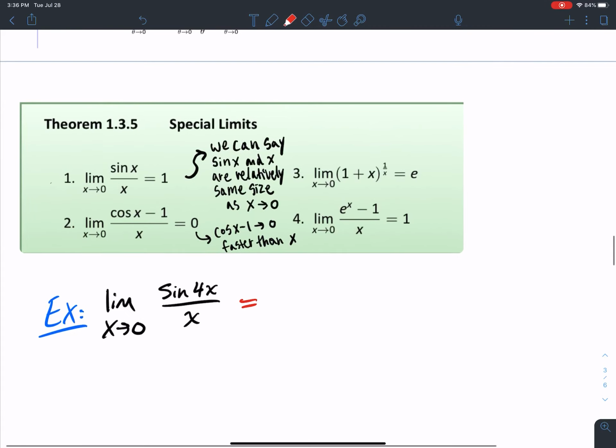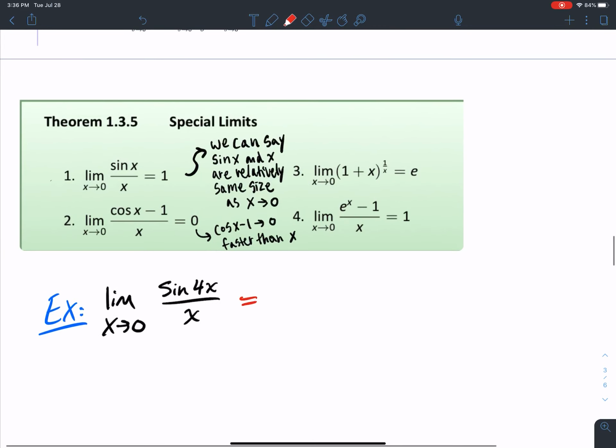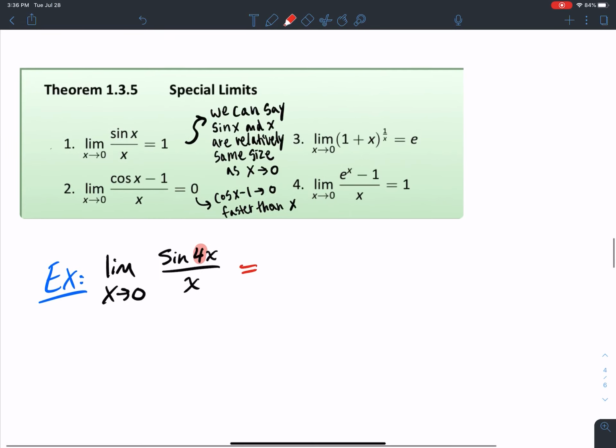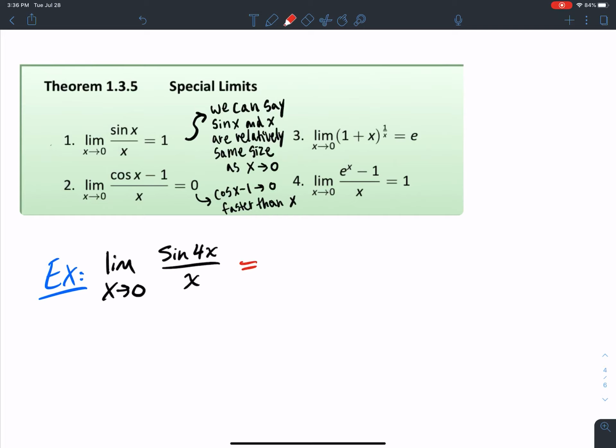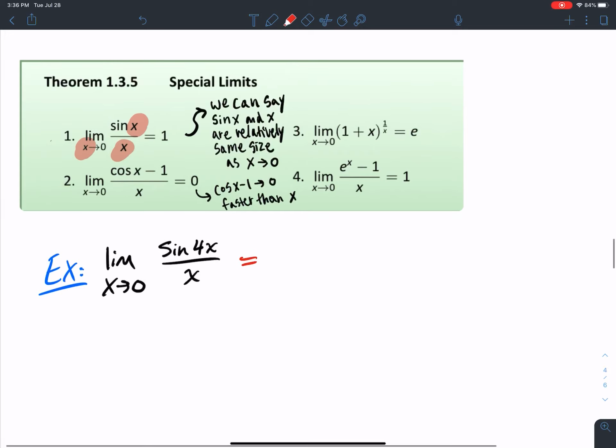Okay? So let's try to calculate the limit as x goes to 0 of sine 4x over 4. Now, what's the difference here? Inside my argument of sine, I have a 4 here. That's the big difference. The way this works is it's the sine of something over that same something, and you're taking the limit as x goes to that thing. So all those x's match. However, here and here match, but you can see that this does not match that right there, does it?